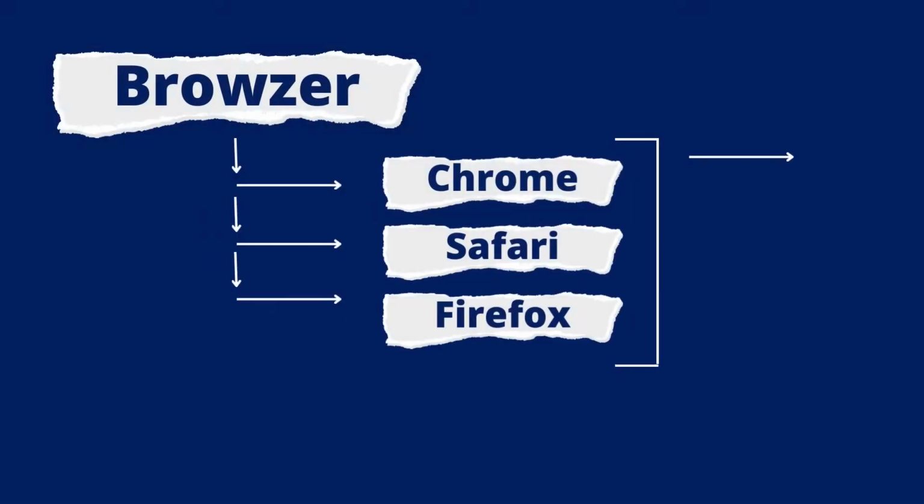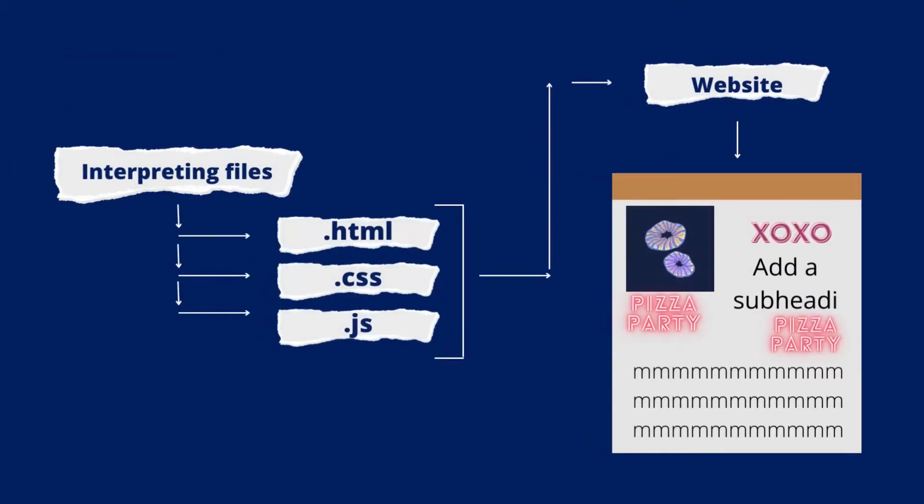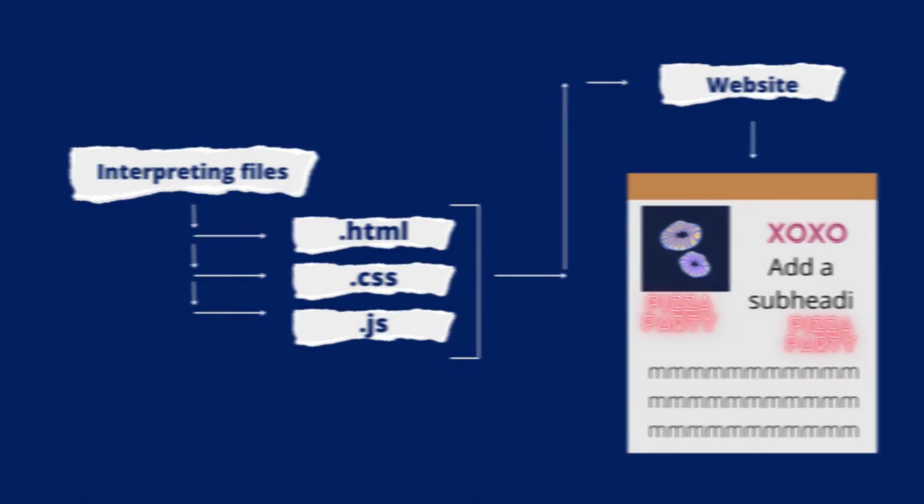One has multiple options for a browser. It could be Chrome, it could be Safari, or maybe Firefox. However, all of them do the same job, and that's to interpret your files, such as your HTML files, CSS files, and your JavaScript files, summing up into a website that should be displayed.